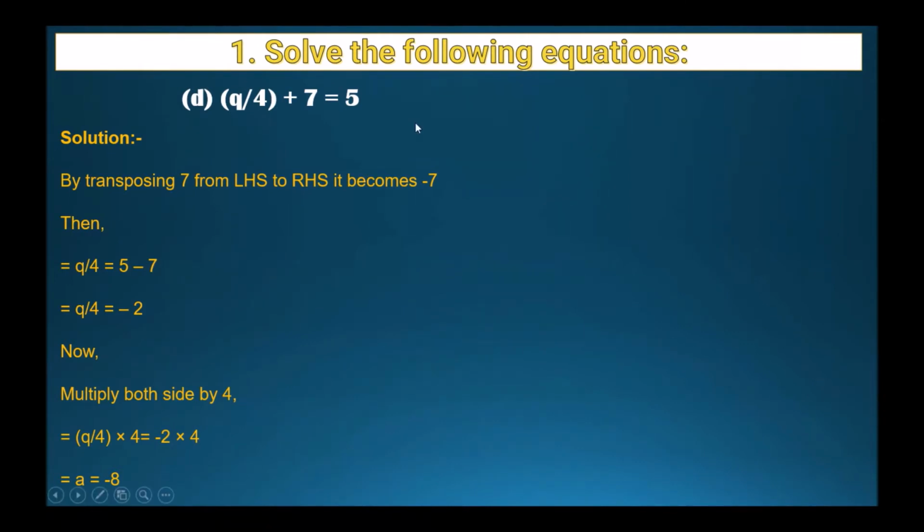Next, q upon 4 plus 7 equals to 5. Now we will bring this 7 this side. So this plus 7 will become minus 7. So q upon 4 equals to 5 minus 7. So q upon 4 equals to minus 2. Now we will multiply 4 on both the sides. So it will become q upon 4 into 4 equals to minus 2 into 4. So 4 will cut. So it will become q equals to minus 8.